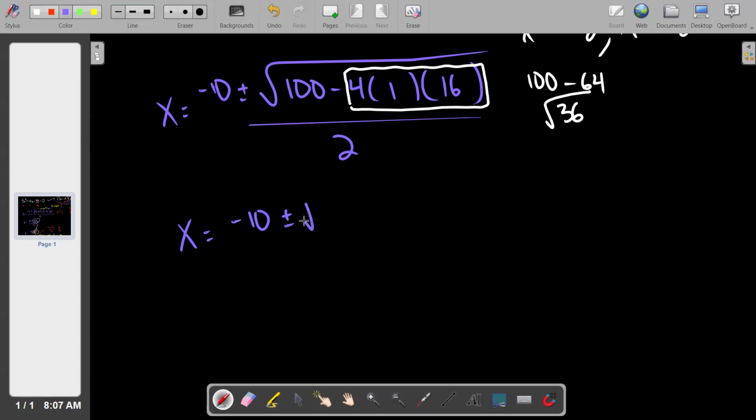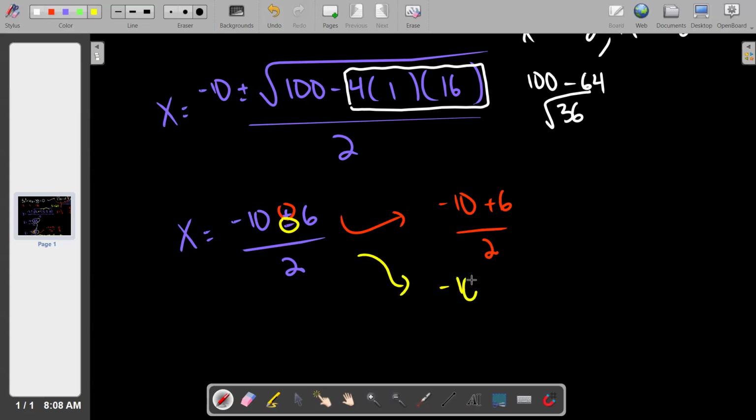Negative 10 plus or minus 6 over 2. And it's a pathway problem. And so the plus pathway on the top leads to negative 10 plus 6 over 2. The yellow pathway on the bottom leads to negative 10 minus 6 over 2. And then you just do little fourth grade math. So much of upper level math is based on fourth and fifth grade math. Like it just never goes away. What's negative 10 plus 6?